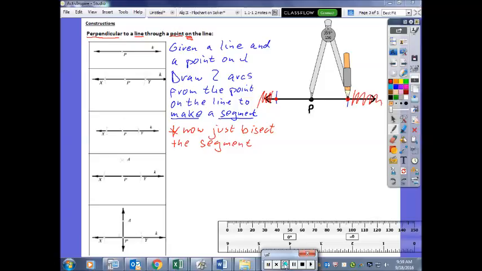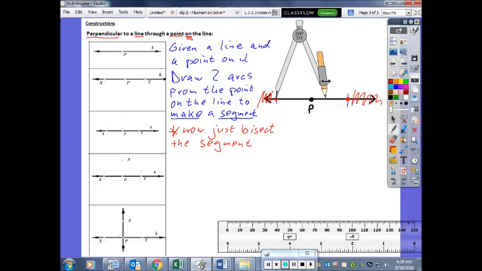Remember how we bisected the segment? We move our compass to one of the endpoints, and now we have to adjust our width, make sure that it's wider than the midpoint, and we are going to draw an arc above and another arc below that midpoint.